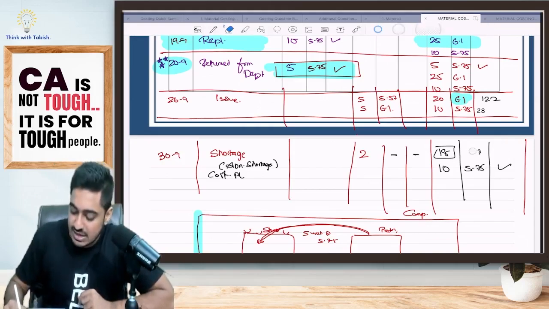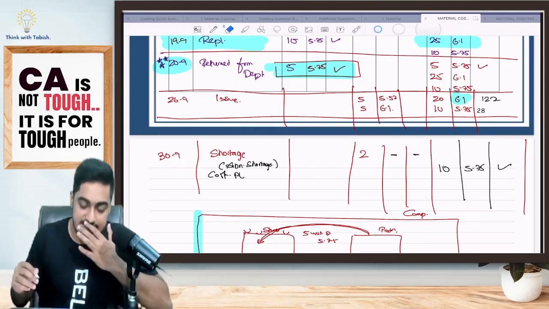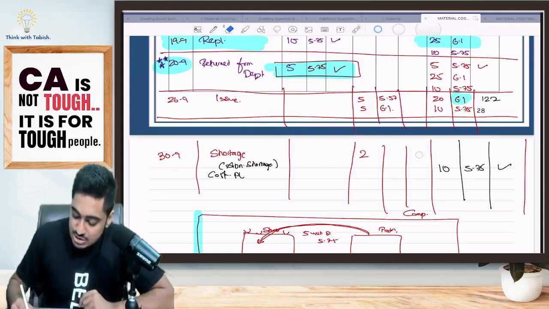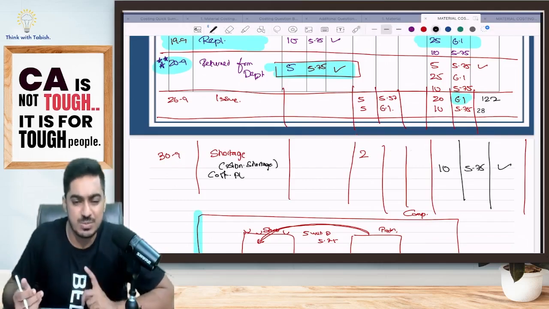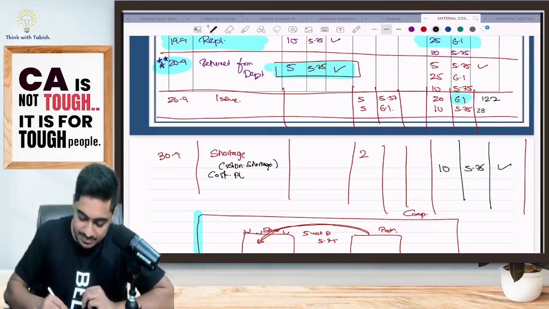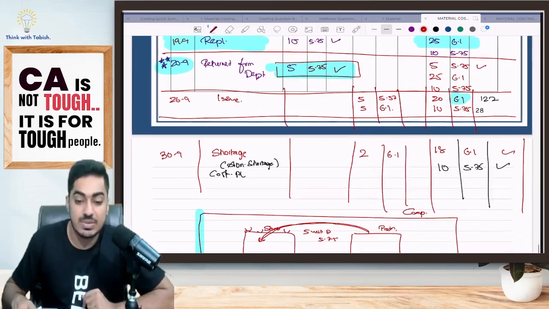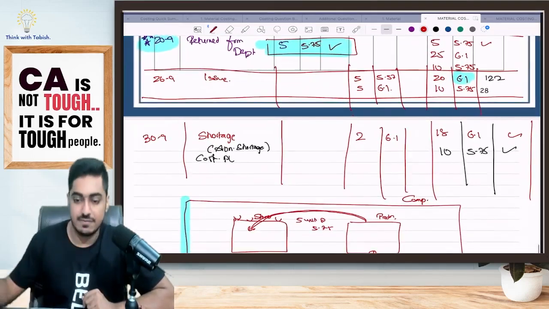Is this clear, everyone? I didn't want to explain that also. ICA has not done it this way. ICA has assumed abnormal loss, so we will also assume abnormal loss. Is this clear, everyone? Assume abnormal loss, give a note. As simple as that. 2 units at the rate of 6.1 is lost. That means I'm having 18 units at the rate of 6.1. This is going to be my answer. Is this clear, everyone?